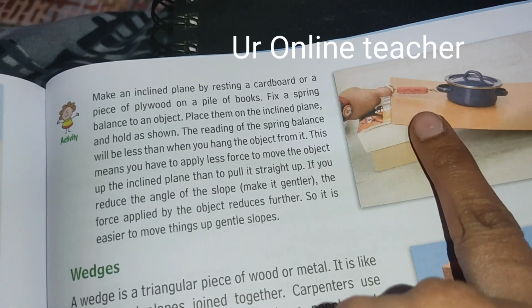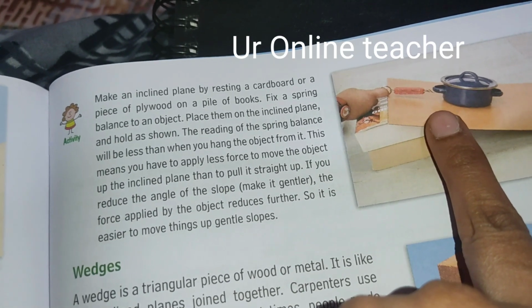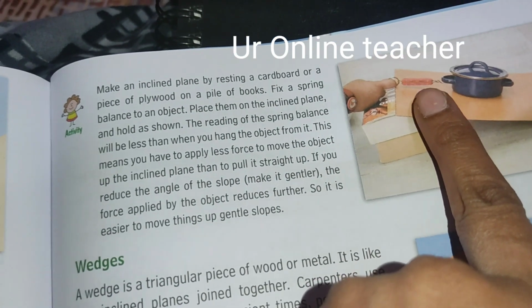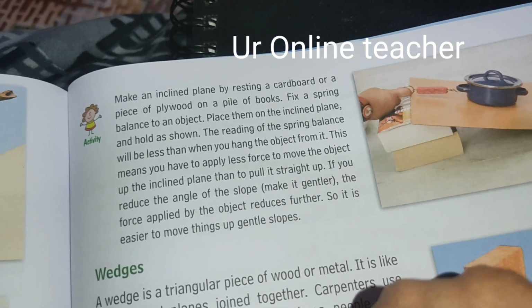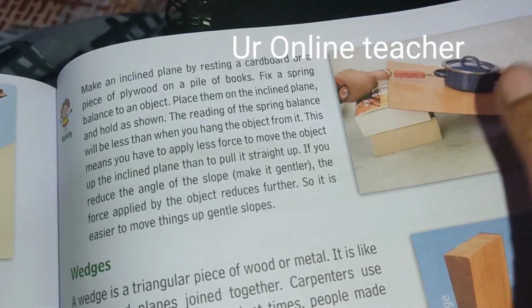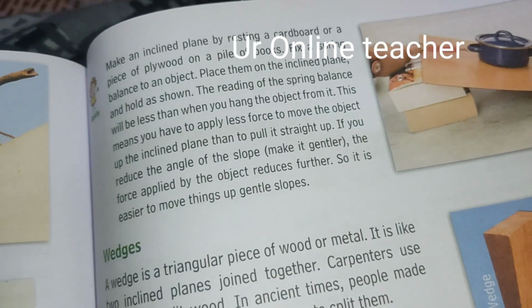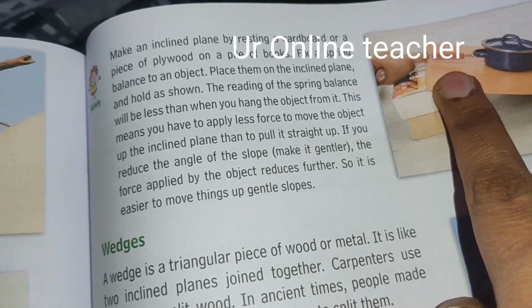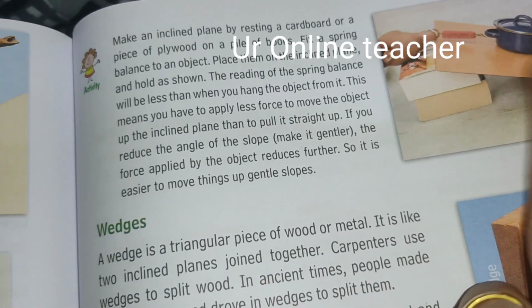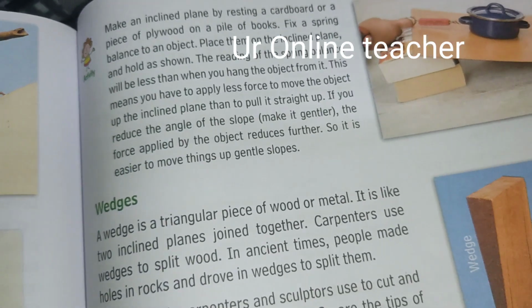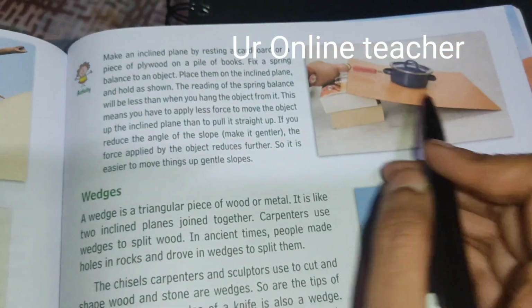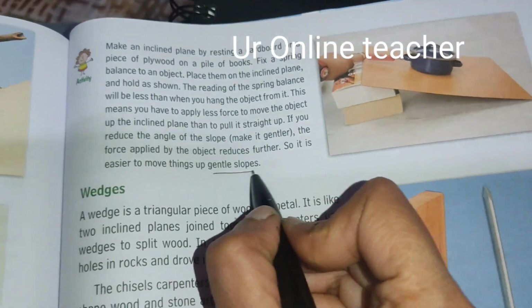The reading of the spring balance will be less than when you hang the object from it. If we hang it directly, then the weight will be more. But when we hang it like this, it will be less. This means we need less force to pull it, to make the object move at an angle. So it is easy to move things on gentle slopes. On slopes, making objects move is easy.